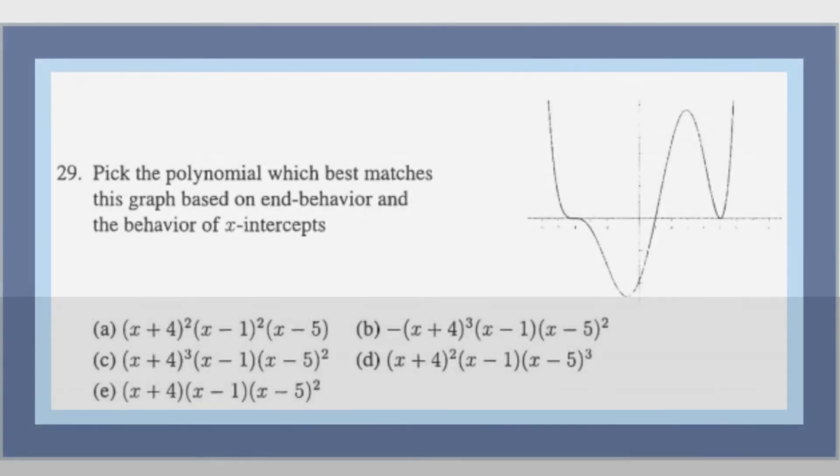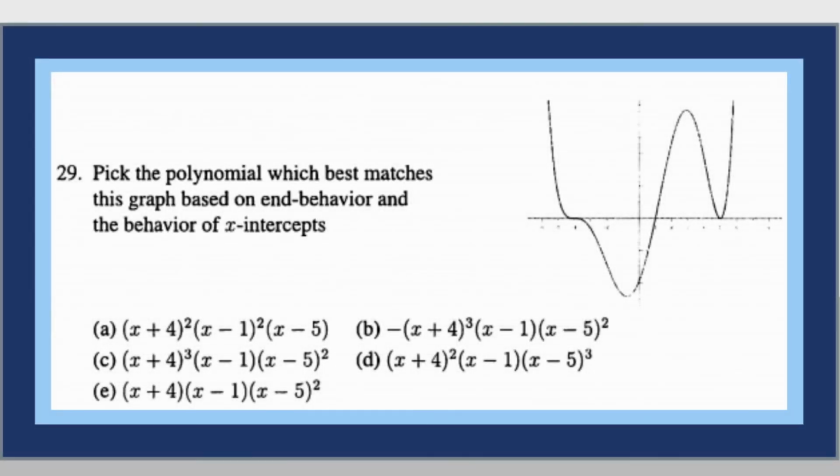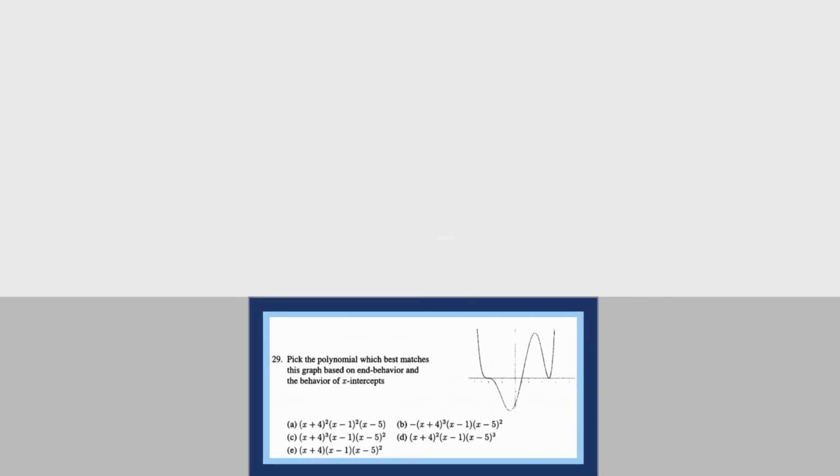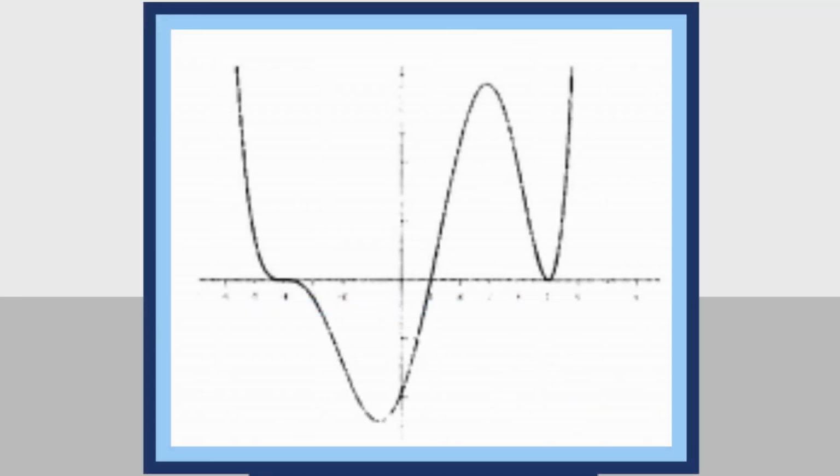Okay guys, so for number 29, it says pick the polynomial which best matches this graph based on the end behavior and the behavior of the x-intercepts. So I'm actually going to zoom in on this graph, and we're going to look at what's going on. The first thing I want you to notice is where the x-intercepts are. I see an x-intercept at x equals -4, 1 at x equals +1, and 1 at x equals +5.